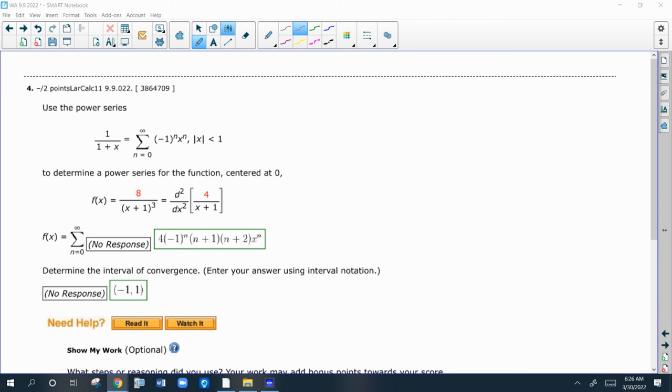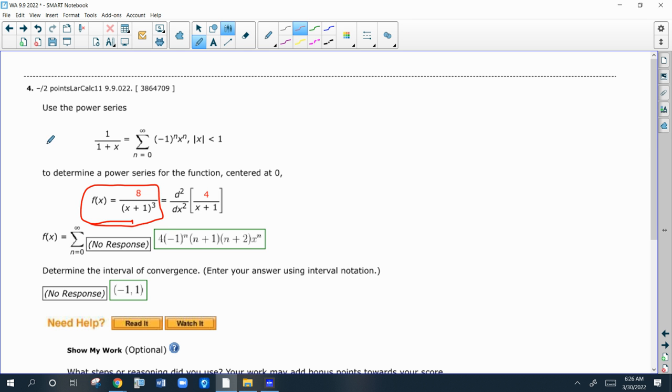All right, here's the 9.9 WebAssign, representing functions as a power series, numbers 4 and 5. Now, these are a little bit different from 1 to 3. You can pretty much immediately see why. We're trying to represent this power series right here. So that's really what the question is. They do give you some nice information here.